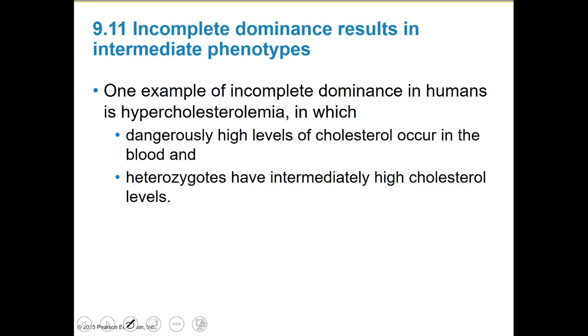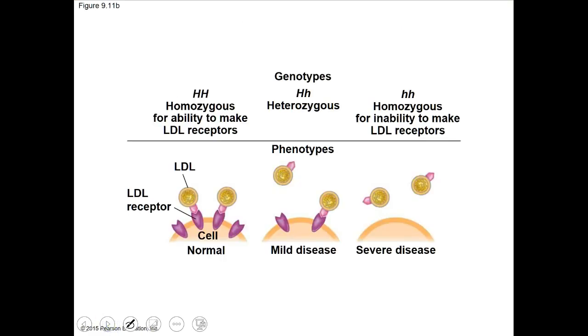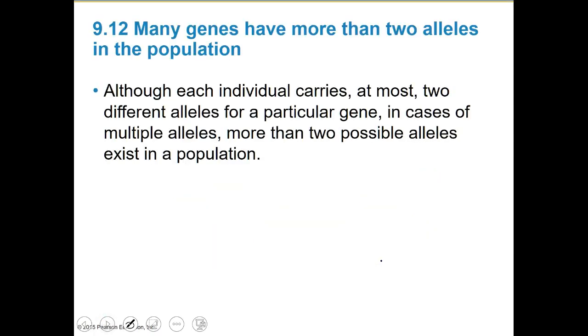One example of incomplete dominance in humans is called hypercholesterolemia. It just means dangerously high levels of cholesterol occur in the blood. Heterozygotes have intermediate high levels. A normal cell has plenty of these little LDL receptors, severe disease has none, and if you're heterozygous, you'll appear sort of in the middle, where you've got some but not all of them. So it's sort of like a blend of these two. Kind of hard to imagine a blend of cell receptors, but that's the best we get.